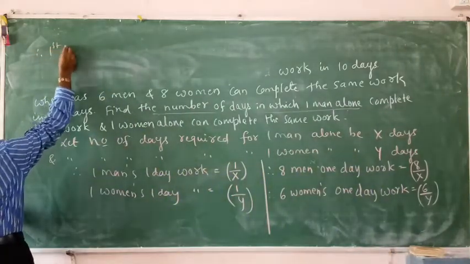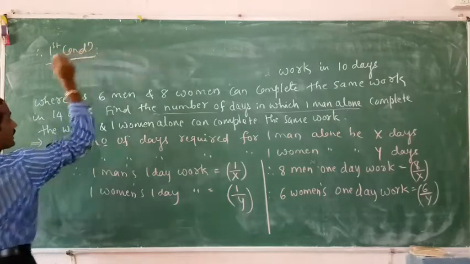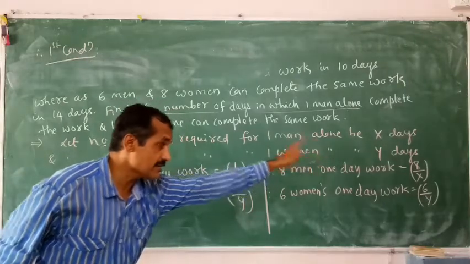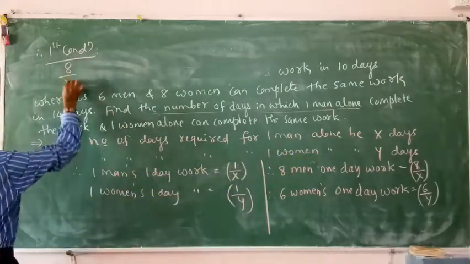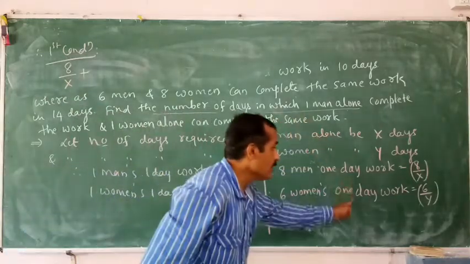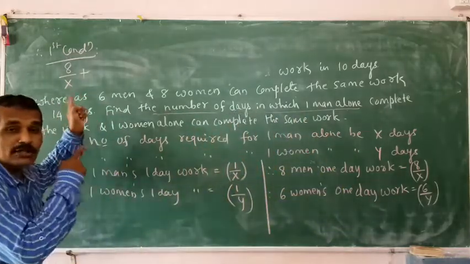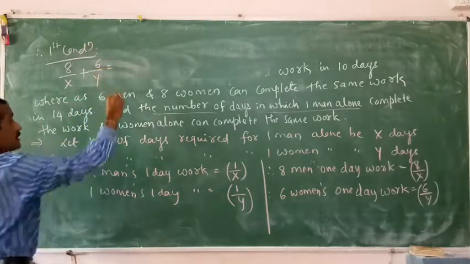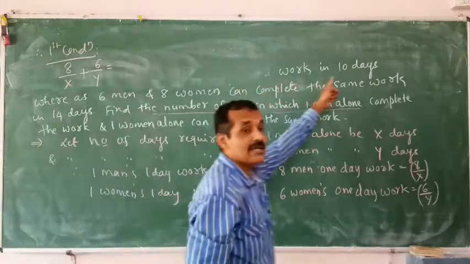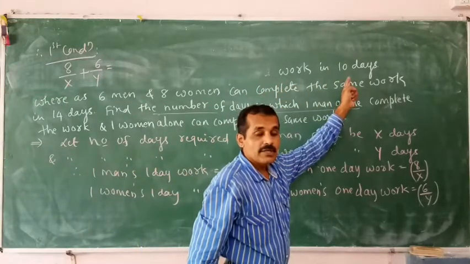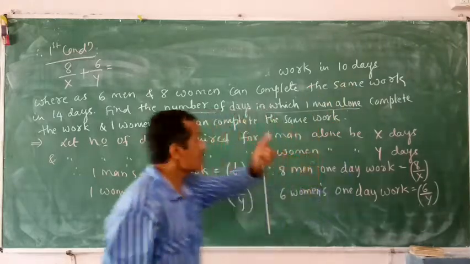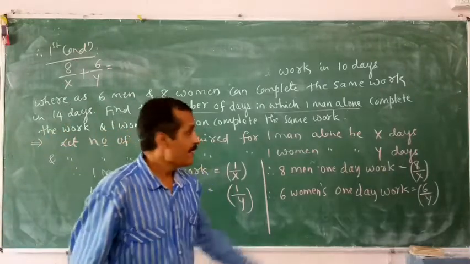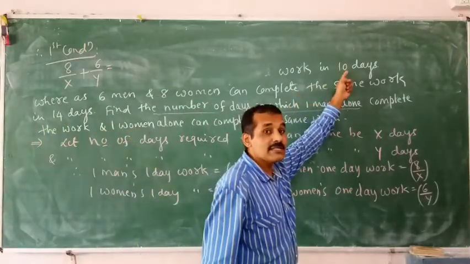Therefore, the first condition. What can I write? 8 men's 1 day work is 8 by X. 6 women's 1 day work, 6 by Y. My dear children, these are all the 1 day works I am talking about. 6 by Y is equal to... Together they complete in 10 days. If by mistake you write is equal to 10, your problem is wrong. Why is it wrong? Because this is the total number of days.